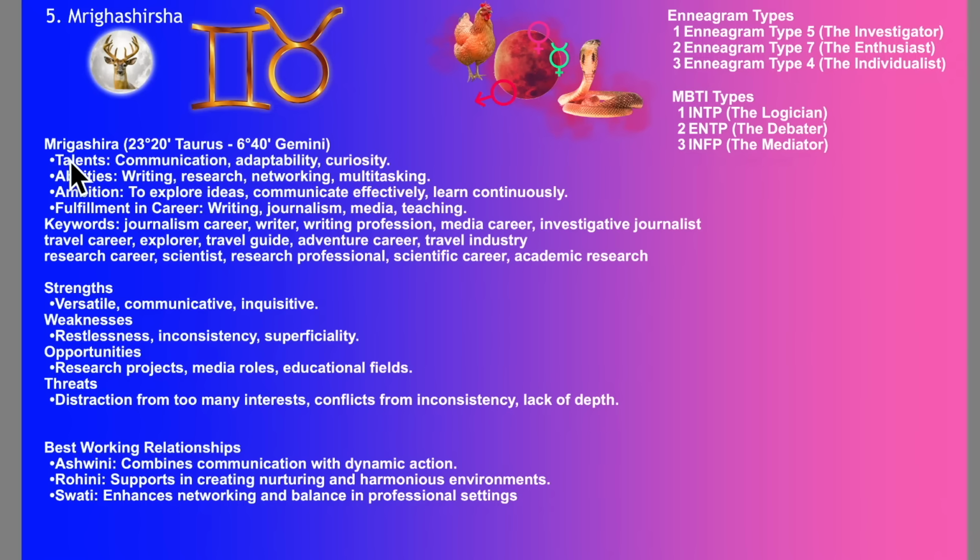Now, let's get to the talents: communication, adaptability, curiosity. It's a highly curious nakshatra. It is signified by the head of a deer, hence the name. Mrigashira means the head of a deer, which is constantly searching. Abilities constitute writing, research, networking, and multitasking.